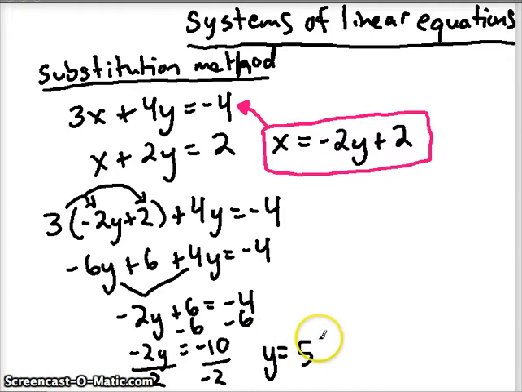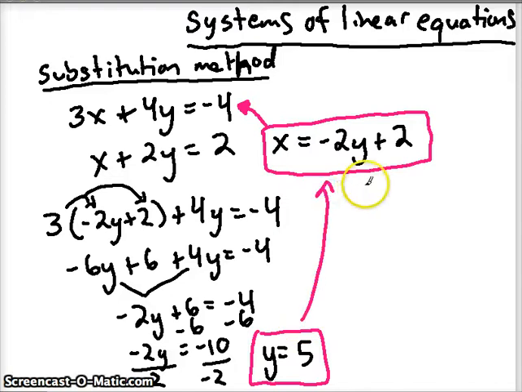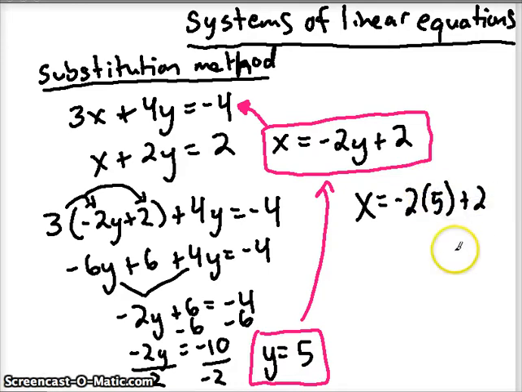So now that we have y equals 5, it's pretty important. It's part of our solution. We know what x equals in terms of y. It tells us right here. We already solved it. So all we got to do now is substitute one more time and solve for x. X equals -2 instead of y. Y is 5, so we're going to use 5, and then add 2, and that's what x equals.